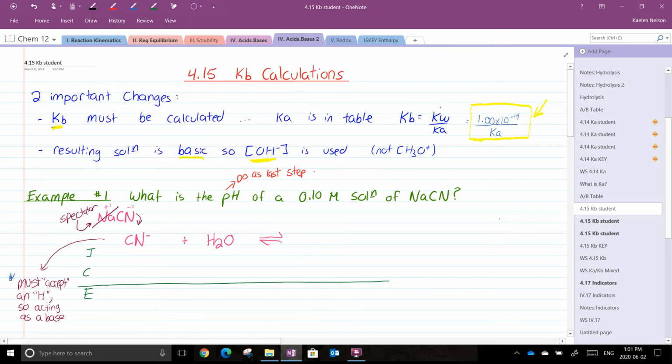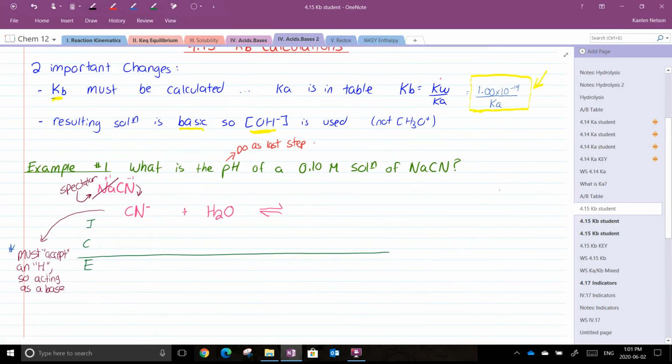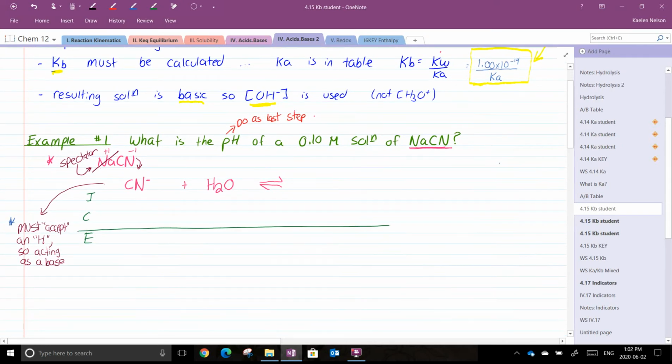Our first example asks us the pH of a solution of NaCN. So step one, I've written NaCN down here. This part's important, that sodium is a spectator. So when I remove my +1 ion as a spectator, CN minus is -1, so it must accept an H. It has no choice. So when we do our ending, I'm going to make my H go that way, and my ending will be HCN plus OH minus.